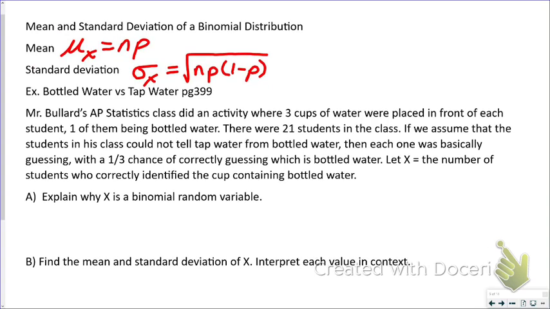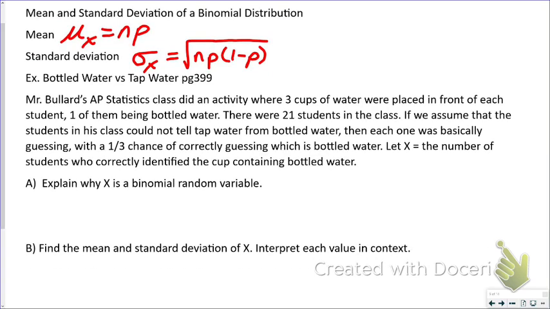We have 2 new formulas, and this is the only new thing we're really learning today, and that is the mean of a binomial distribution and standard deviation. So these are 2 shortcuts. This still works right here. If it's binomial, you can still do this one. But that one's pretty tedious, and this one is really tedious.